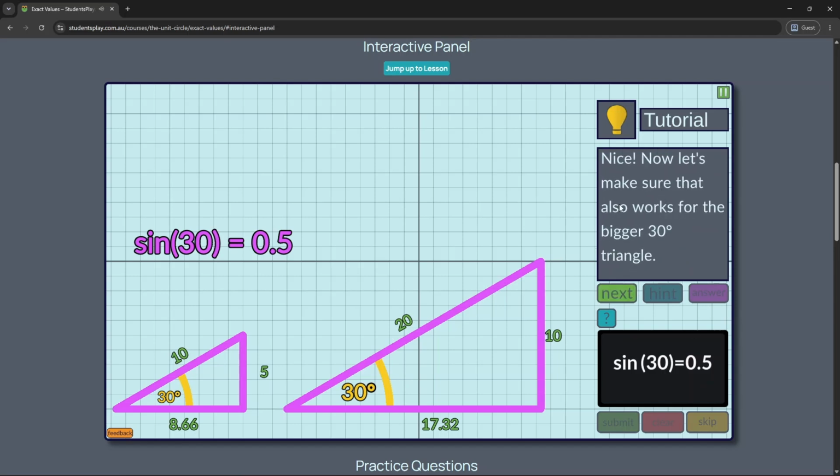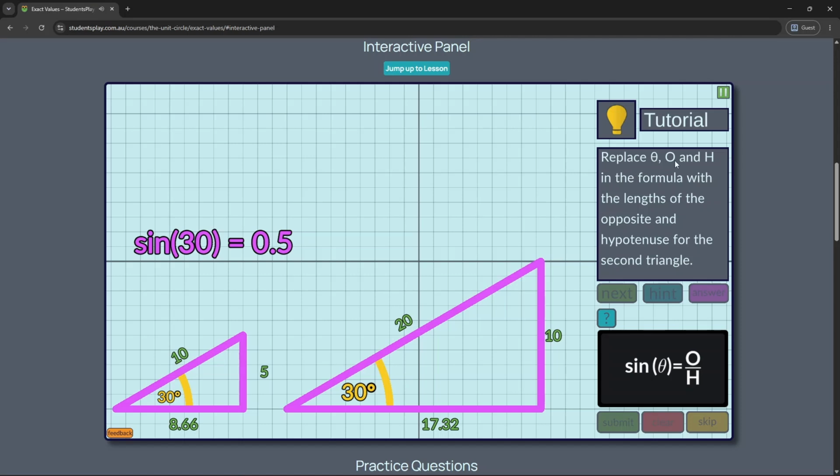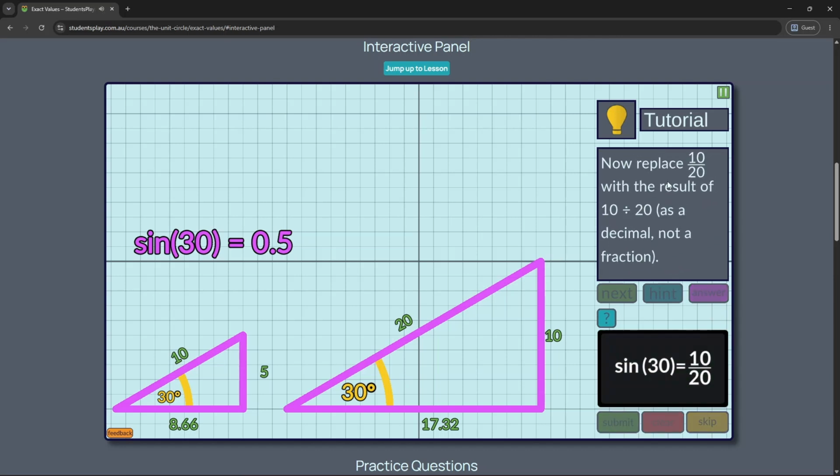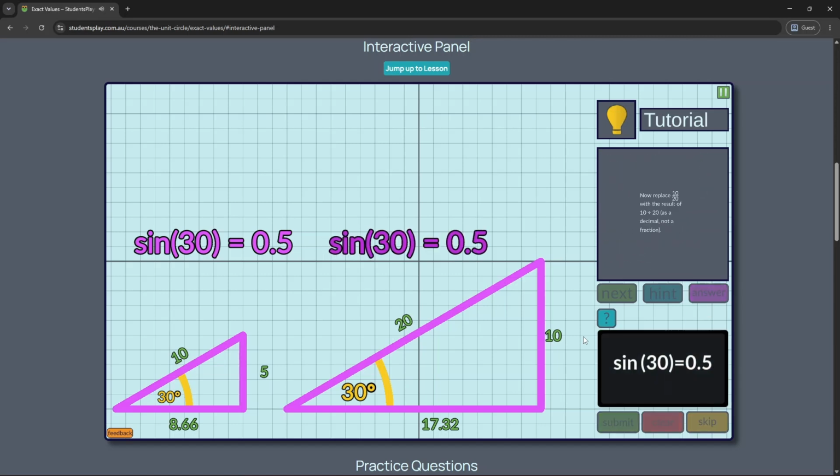Nice. Now let's make sure that also works for the bigger 30-degree triangle. Replace theta, O, and H in the formula with the lengths of the opposite and the hypotenuse for the second triangle. Okay, so for the second triangle, 30 degrees is the angle, and then the opposite is 10 now, and the hypotenuse is 20. Now replace 10 over 20 with the result of 10 divided by 20 as a decimal, and that would be 0.5.